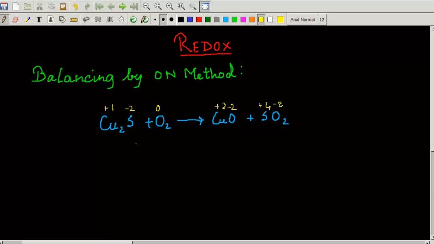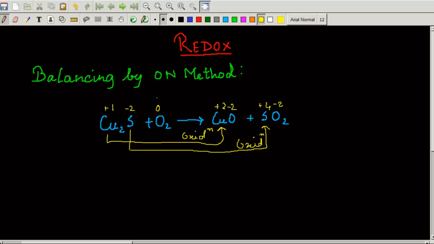Now define the oxidation and reduction process. From copper +1 to copper +2, it is an increase in oxidation number, so it is oxidation. Now, from sulfur -2 to sulfur dioxide sulfur +4, it is also an increase in oxidation number because sulfur goes from -2 to +4. So, it is also oxidation.